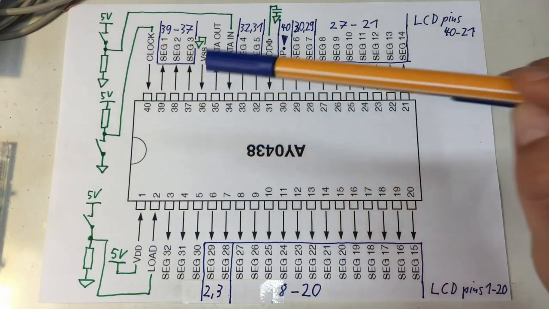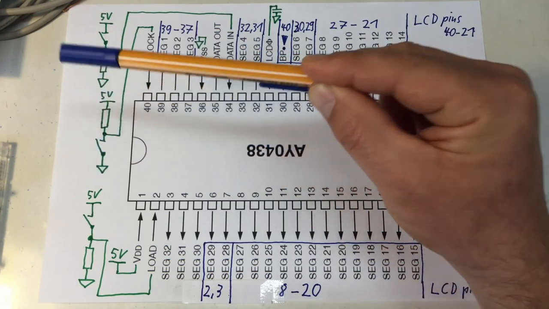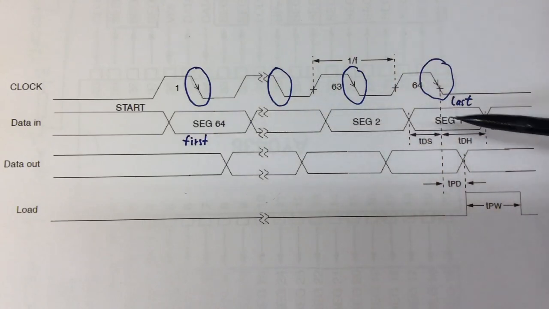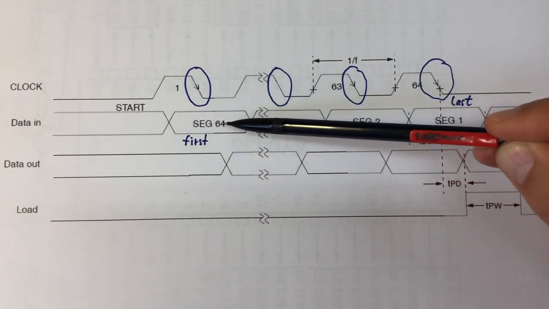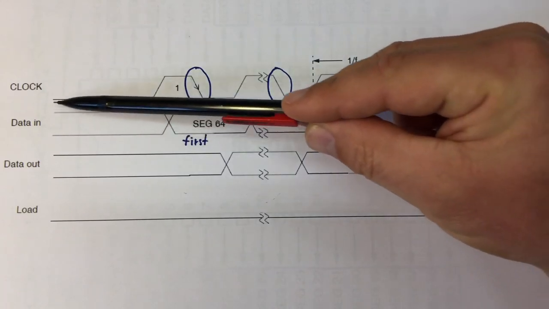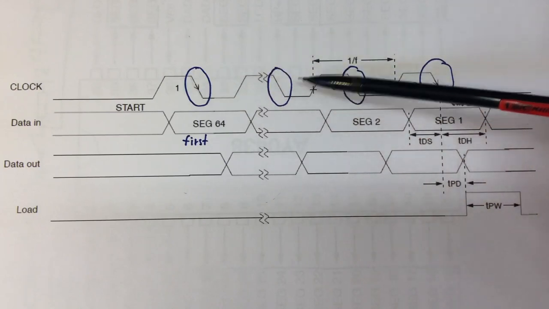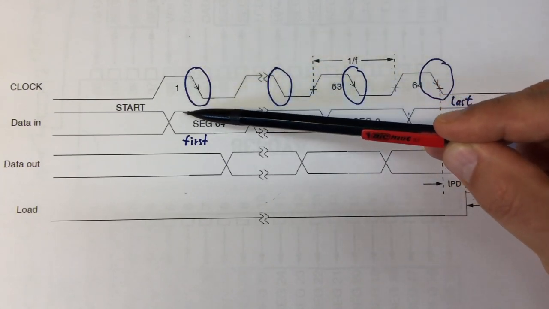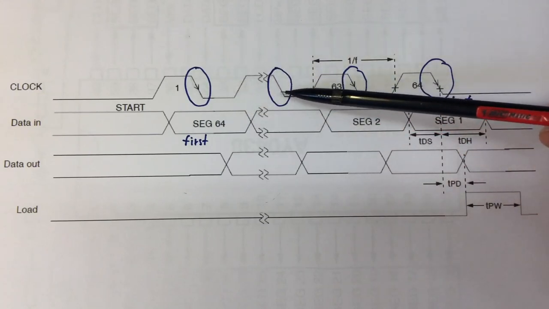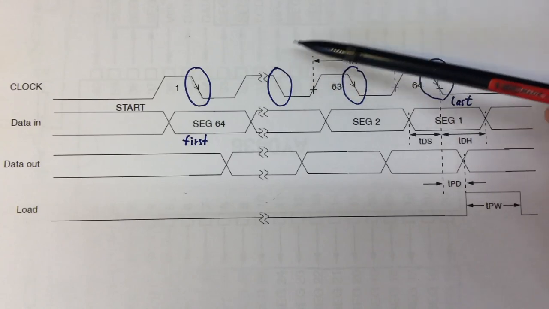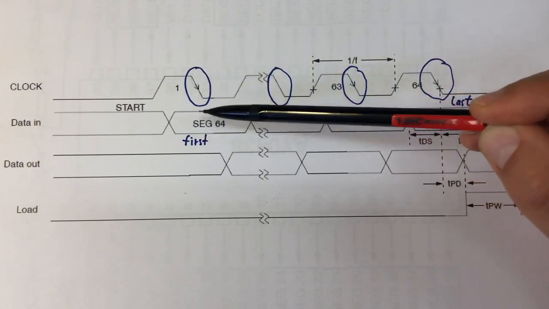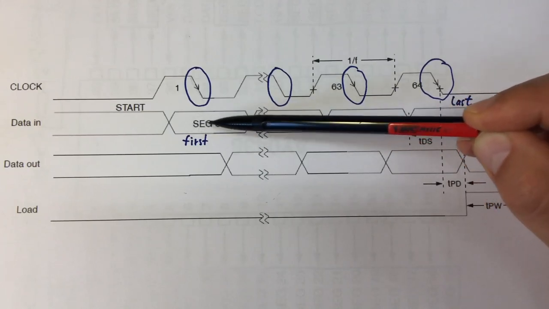And now let's have a look at the timing diagram, why this is normally high. The timing of the chip is pretty simple. You have your data in line. So first you load the segment 64 bit, and last you load the segment 1 bit into the shift register. And of course, for every bit you need a clock impulse. And the important thing here is the shift register shifts or loads a new bit with the falling edge of the clock. And that's the reason why I inverted the logic for the clock micro switch, have it normally high. So when I press it, it will load the bit that I just set to the data in line.